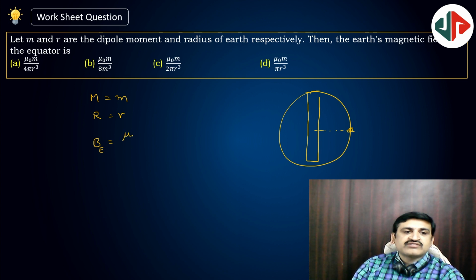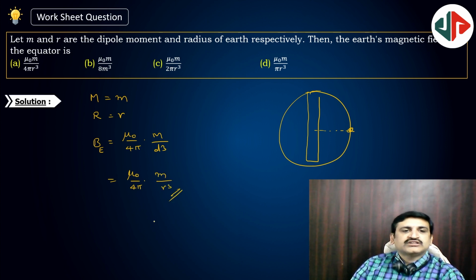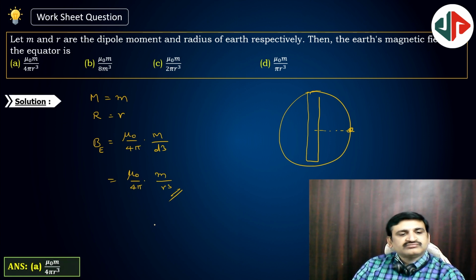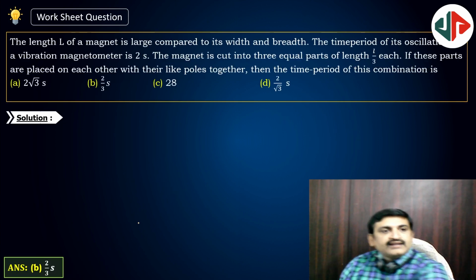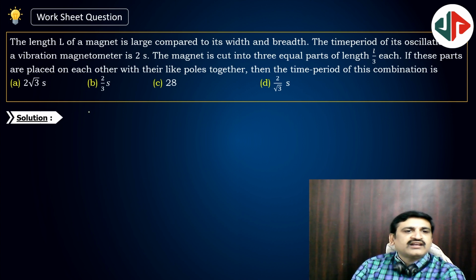Equatorial field is equal to mu naught by 4 pi into m by d cube. This is the formula. So as per this, mu naught by 4 pi into m by r cube, because the distance is r.